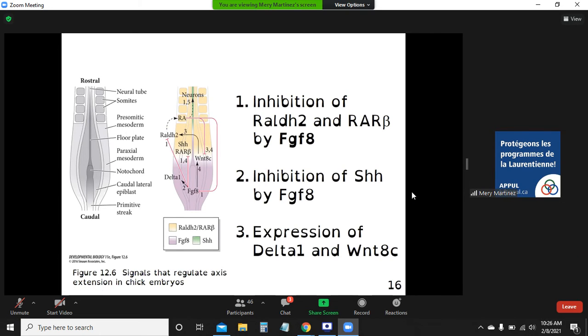Does this figure make sense in here? So what we want specifically is this FGF to exert an inhibition of the retinoic acid. Okay.